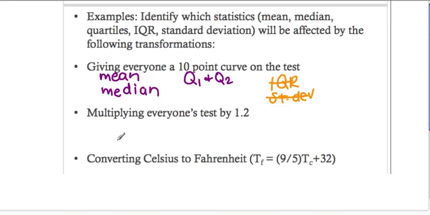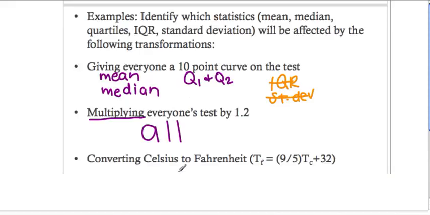Now, second example, let's say instead I multiply everyone's test by 1.2. It's a different kind of curve. Since we are multiplying, this is a rescaling example. This is going to affect everything. The mean is going to be multiplied by 1.2. The median is going to be multiplied by 1.2. The quartiles are going to be multiplied by 1.2. The interquartile range, the standard deviation, everything gets multiplied by 1.2 when I'm multiplying.